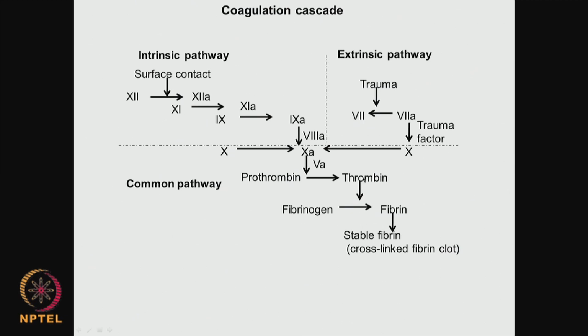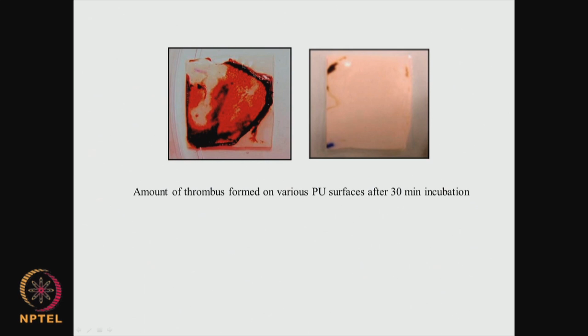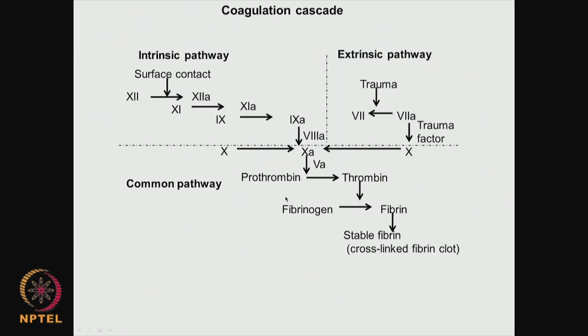The prothrombin gets activated to thrombin, which converts fibrinogen to fibrin. This stable fibrin is the clot. But in the presence of a biomaterial, these two pathways could get activated. So, there are many factors which get activated. There could be formation of blood clot, as I have shown in this picture, whereas in this picture, as you can see, with another modified polymer, there is no blood clot formation.